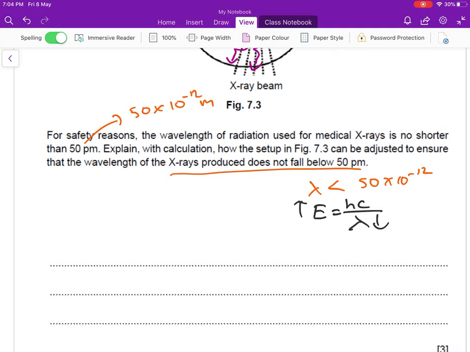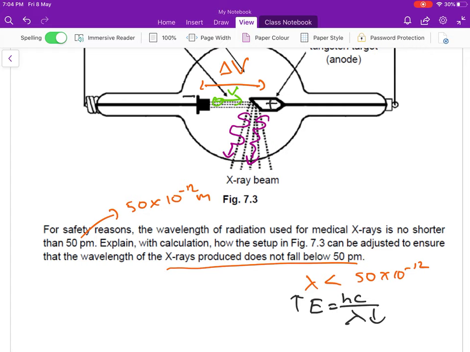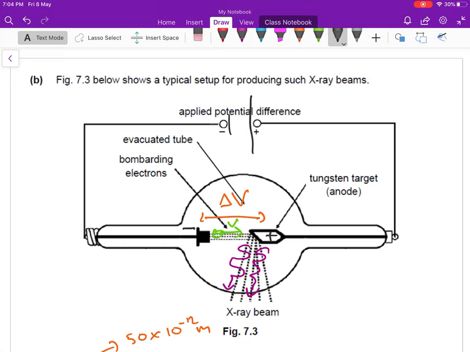So maybe we go back to our photon energy equation. If my wavelength is very low, what will happen to my energy? It is very high, right? Do you think a photon with such high energy is harmful to our body? It's quite harmful. This will cause mutation in the cell, and mutation in the cell is what we call cancer. So how do you make sure your wavelength does not fall too low?